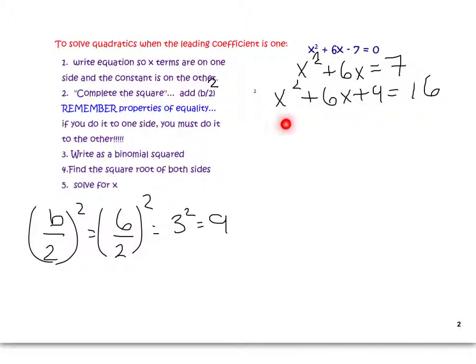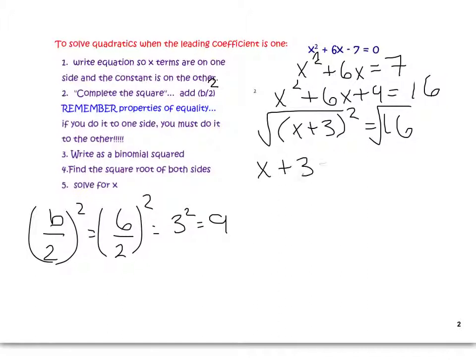If you notice, this is one of those special cases. Special cases are the key to completing the square. Alright, if you notice, this is x plus 3 squared. That equals 16. Alright, now all we have to do is do the square root to both sides. X plus 3 equals the square root of 16, which is 4. And now we solve for x.